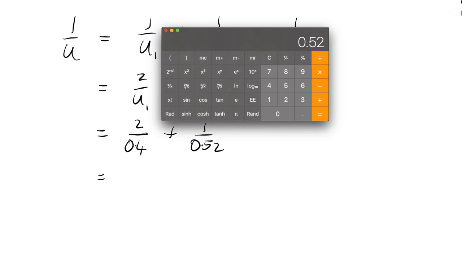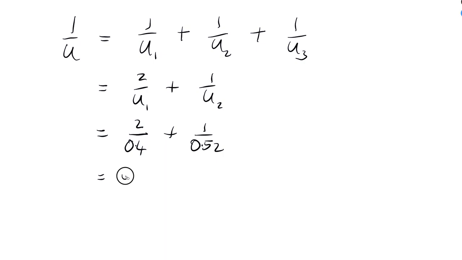So we can get 2 over 0.4. So we can just do 1 over 0.52 plus 2 divided by 0.4. So that's 6.92.